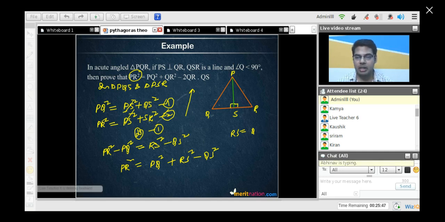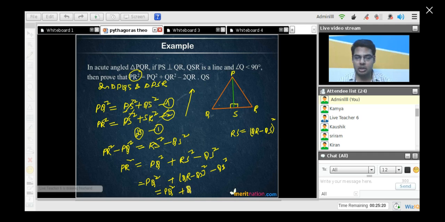So anyone having any doubt in this? QR minus QS. So just substitute in this equation, then you will get what is required. This is very simple. So RS, try to substitute QR minus QS square. So let's try to write down here itself. Fine. QR minus QS square minus QS square. Now just try to expand the terms. You will find some of the terms will get reduced. So then you will get what you require.